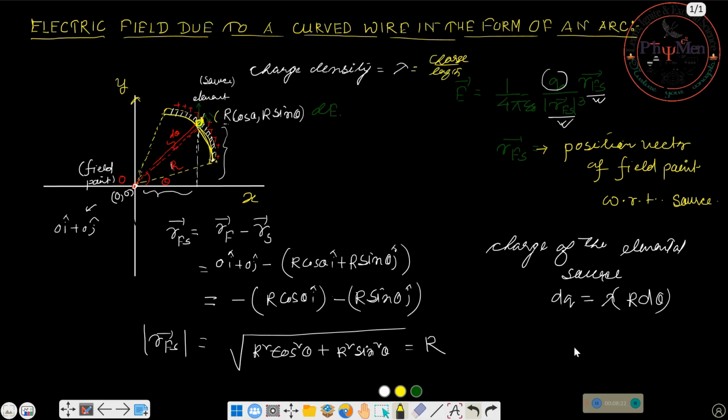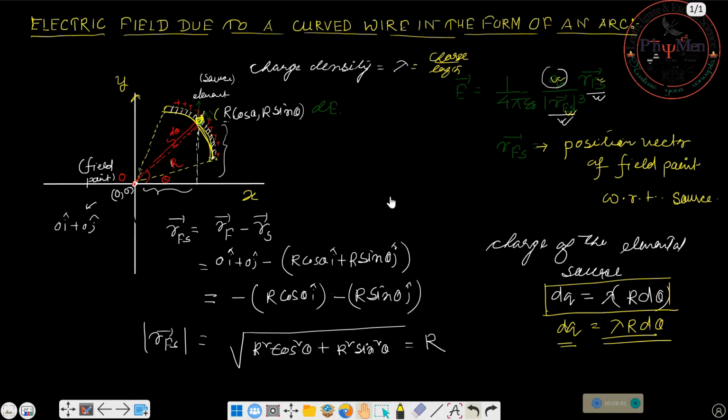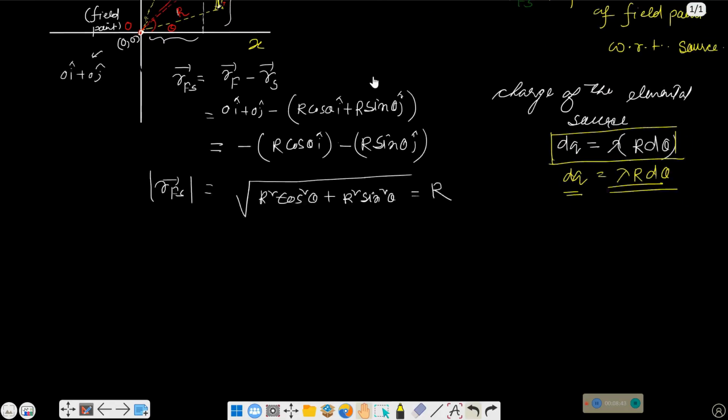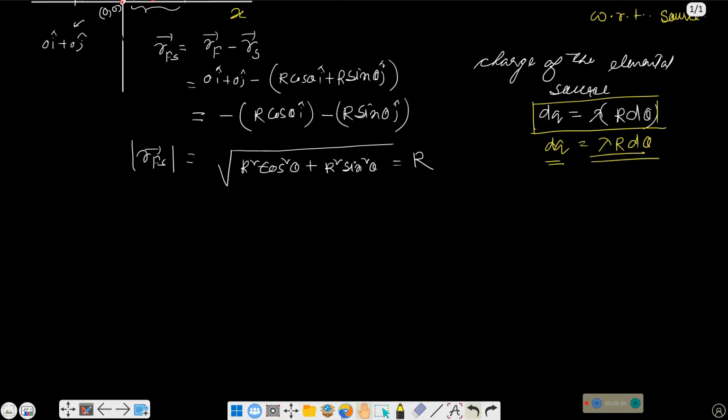Okay, so dq is written as lambda into r d theta. Now we have the dq, this charge value, then the rfs vector. So we will put these values here in the formula.